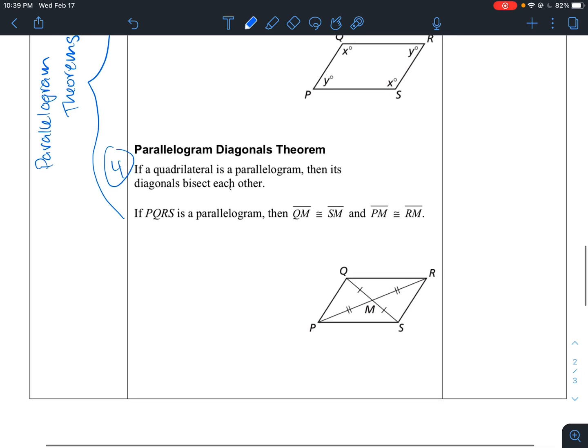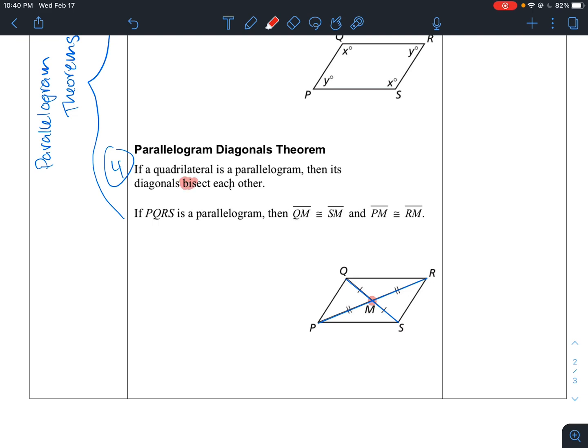And then here, this theorem states that if a quadrilateral is a parallelogram, then its diagonals bisect each other. Okay, so here is a diagonal. Remember that a diagonal is connecting non-consecutive vertices. So there's one, and then if we were to draw the other diagonal, we get two diagonals. Now these diagonals, this diagonal from Q to S and this diagonal from P to R, right here is the midpoint. That's pretty much what this theorem states.